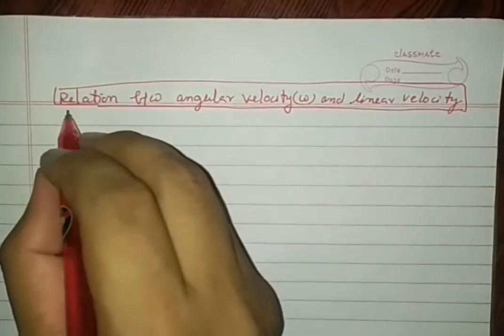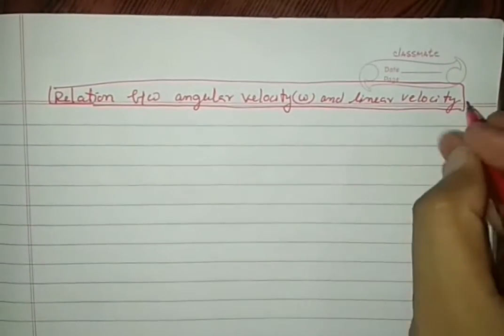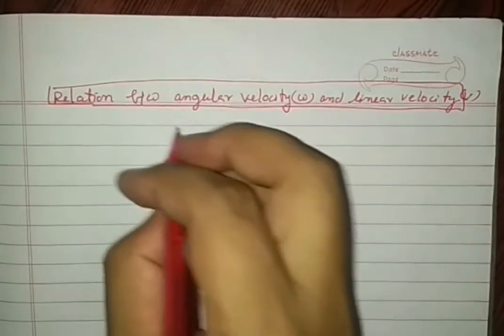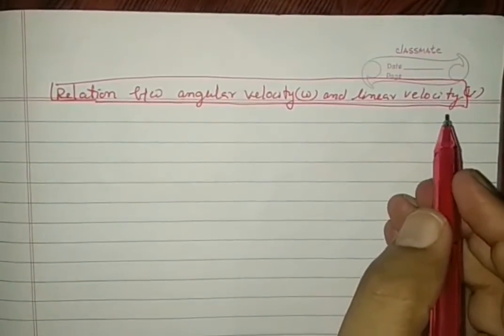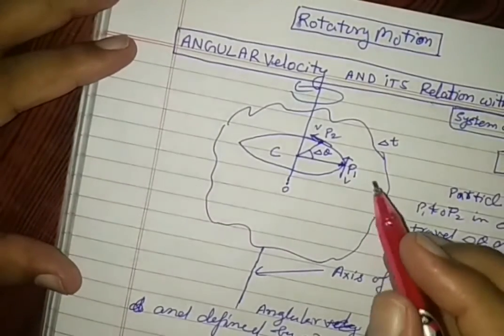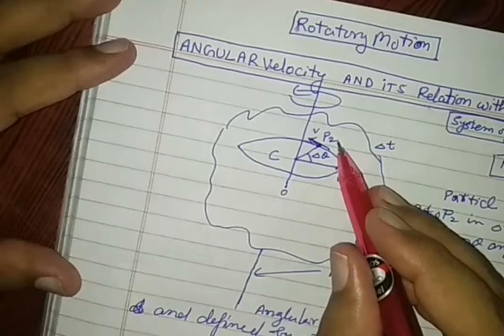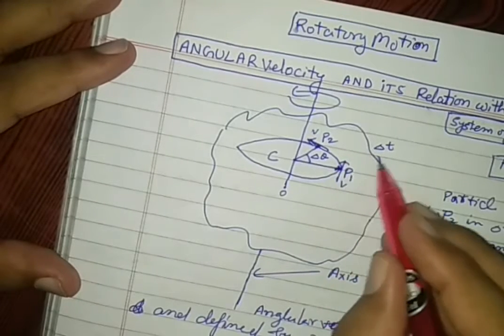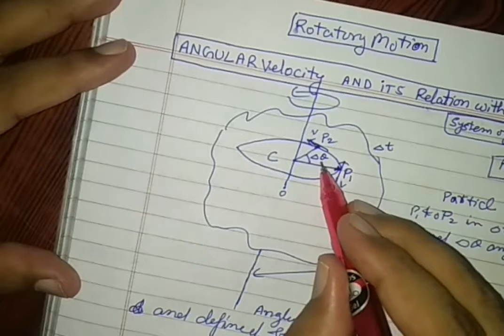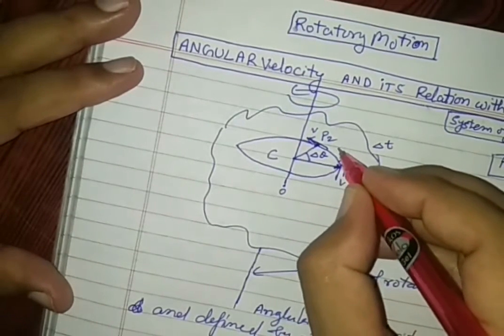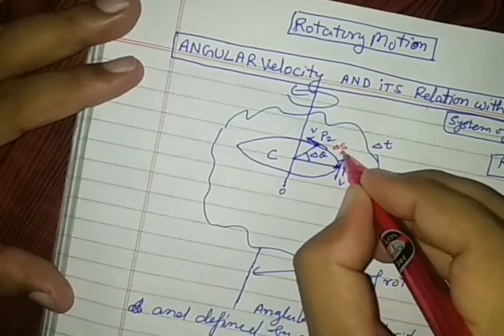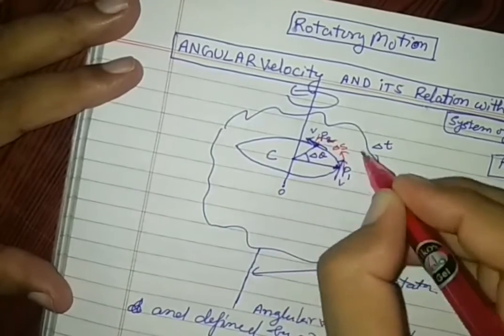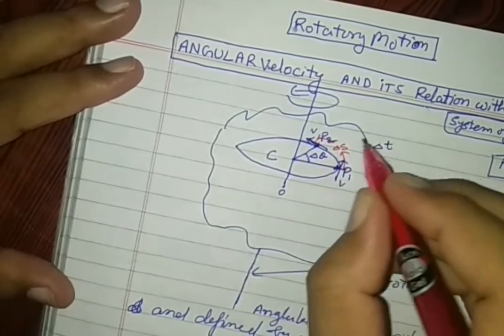Now we are going to see the relation between angular velocity omega and linear velocity v. To establish the relation between omega and v, let us see the diagram. Here in the diagram, the particle is moving from P1 to P2, right? In delta t time, it travels through angle delta theta. Let P1 to P2 be the arc delta s, from this point to this point. This is the arc travelled, right?